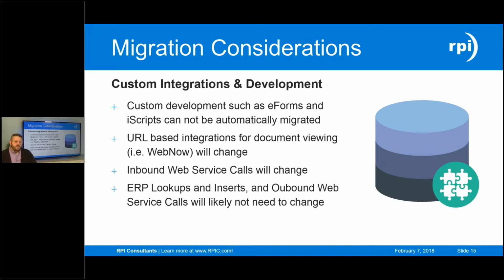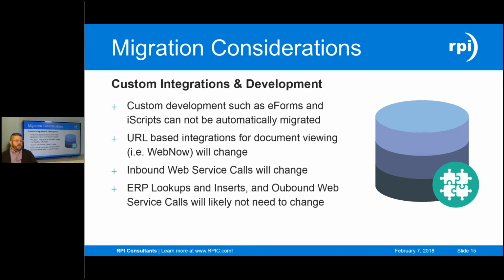Some things will change in your integrations and some things won't. For example, URL-based integrations for document viewing, such as a WebNow link from your ERP. Obviously, if WebNow is gone and you're intending to get rid of that legacy system and convert those documents to OnBase, OnBase has a similar feature, but the link syntax changes completely. So that's something that would have to be updated in your ERP. Other things that will change: inbound web service calls. So anything coming into the system. If you're using integration server calls in Perceptive right now, that all completely changes.